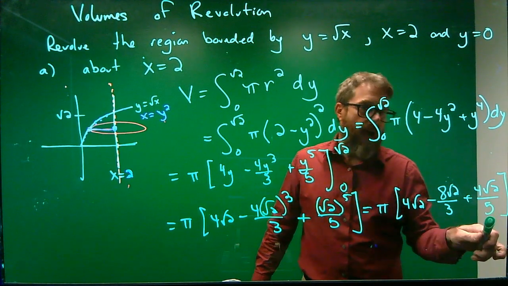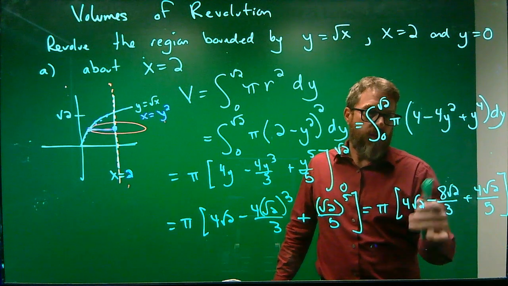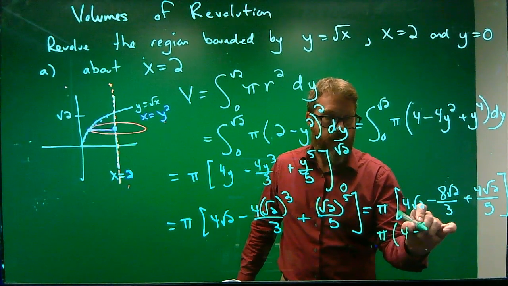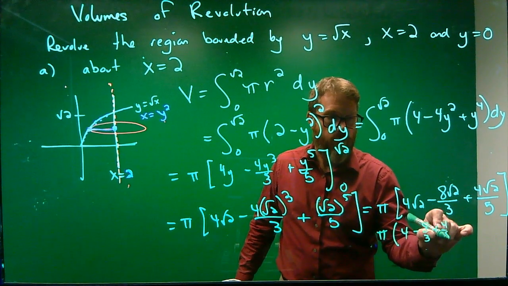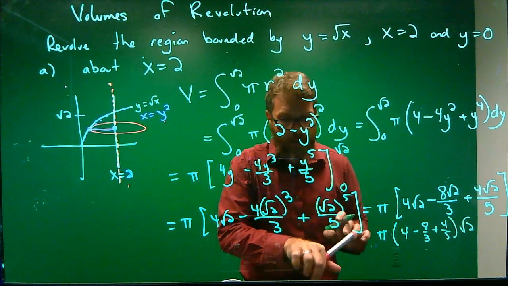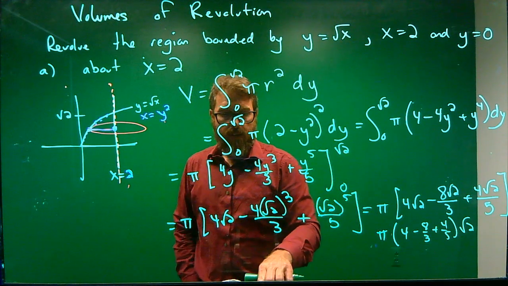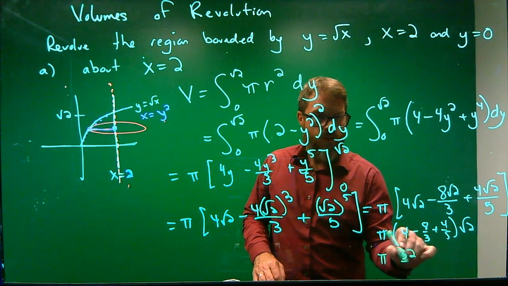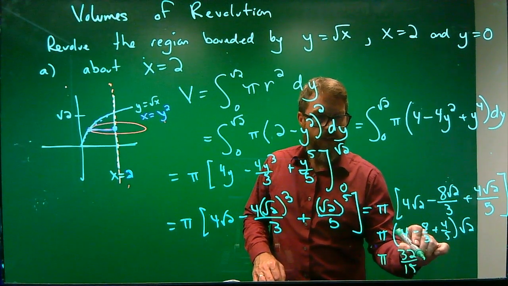And then you could add these things up just by adding their coefficients. Really, this is going to be pi times 4 minus 8 thirds plus 4 fifths, times root 2. And just for the heck of it, let me figure that out, which is going to be pi times 32 over 15 times root 2.